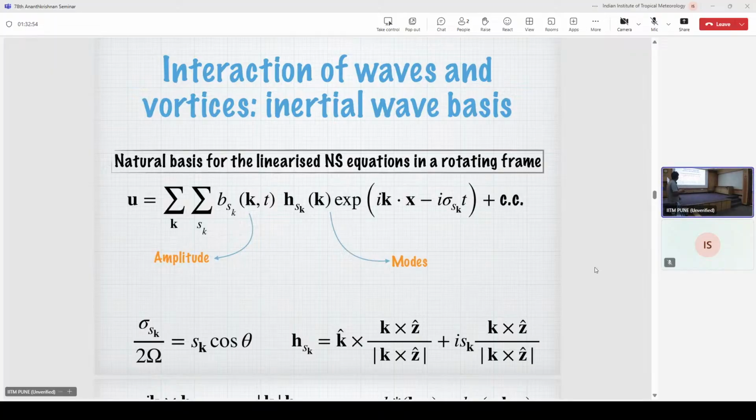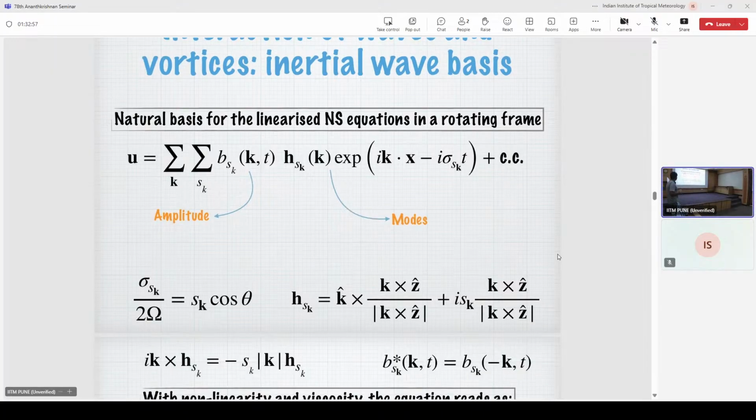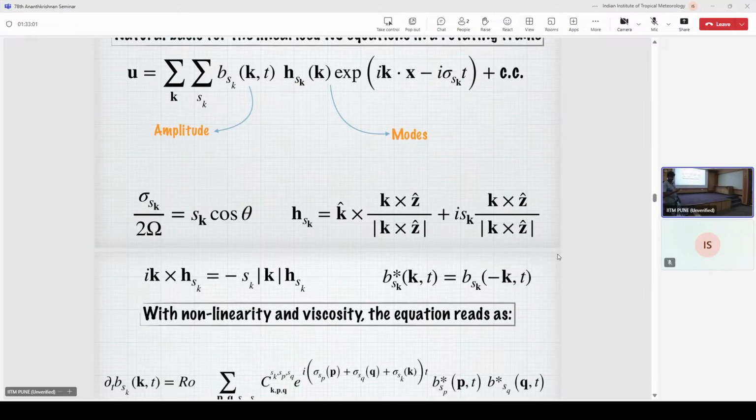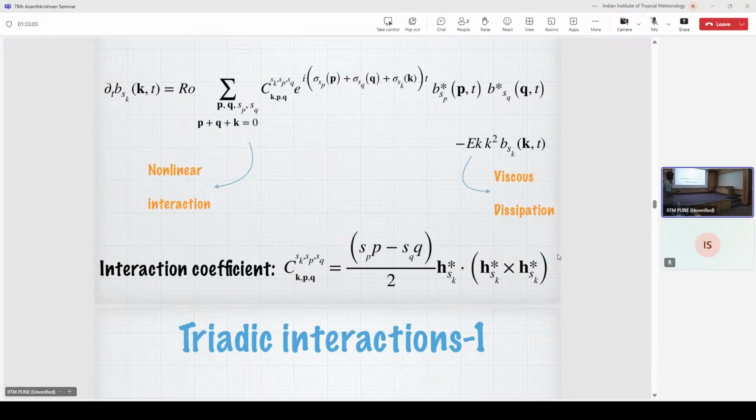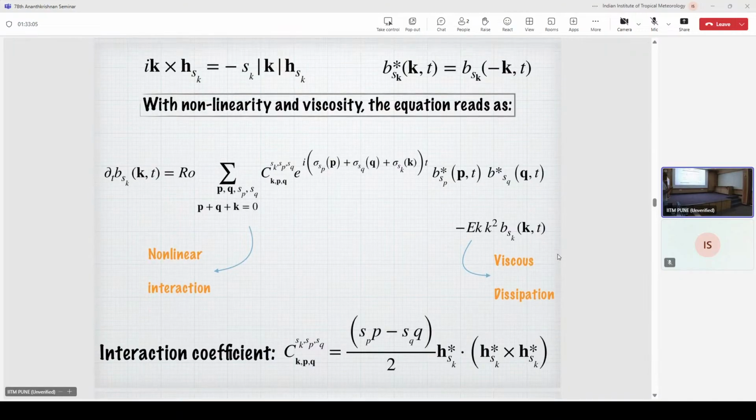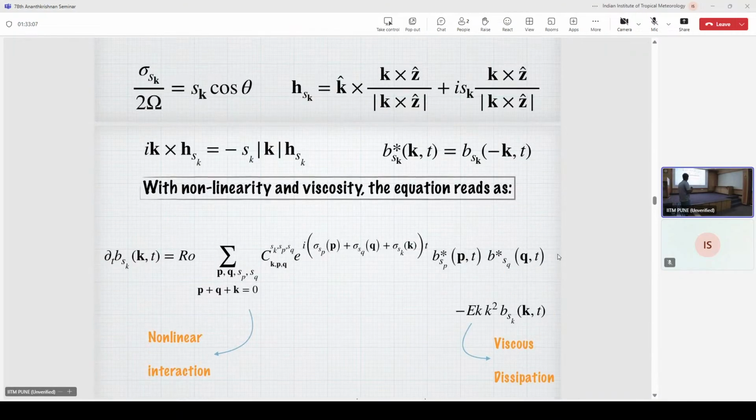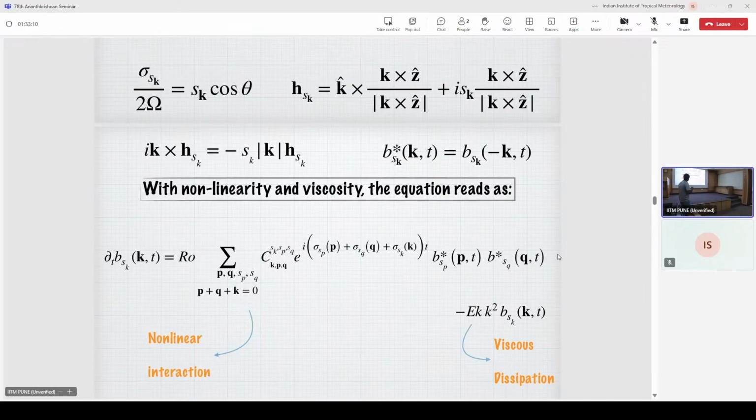So these are inertial. It's called the inertial wave basis, and they have some nice properties that you can just derive. They have a nice helical structure, such that if you take the curl of that operator, you get k times that operator, k times the vector.